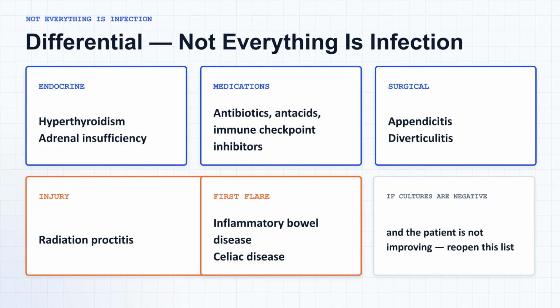Hyperthyroidism speeds transit. Adrenal insufficiency brings diarrhea with hypotension and hyponatremia. Medications are a huge bucket. Antibiotics, antacids, and immune checkpoint inhibitors, which cause a true immune-mediated colitis. Appendicitis and diverticulitis can both present with diarrhea rather than classic pain. Radiation to the pelvis causes proctitis. And the first presentation of inflammatory bowel disease or celiac disease can look exactly like an infection. If cultures are negative and the patient is not improving, reopen this list. 1 habit worth building. Always ask what medication started in the last 2 months.